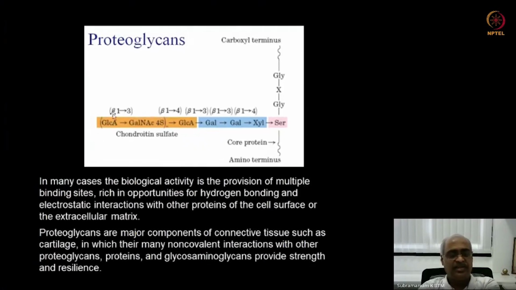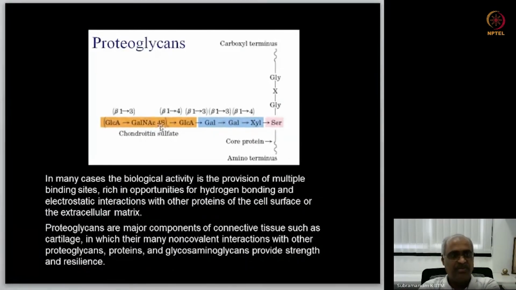See, this is uronic acid, a carboxyl group, and then it has hydroxyl groups on the glucose moiety itself. And similarly, here you have an amino group and an acetyl group, therefore another carbonyl group, and the fourth carbon has a sulfate, and so on. So like this, you have multiple binding sites, rich in opportunities for hydrogen bonding and electrostatic interactions with other proteins of the cell surface or the extracellular matrix.